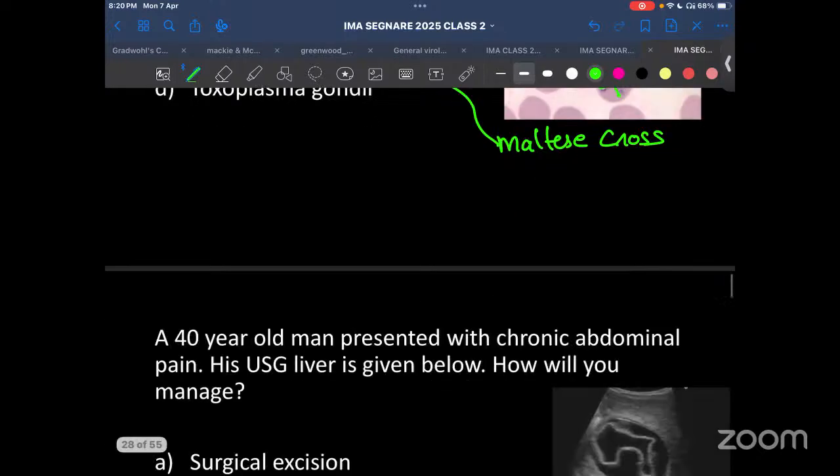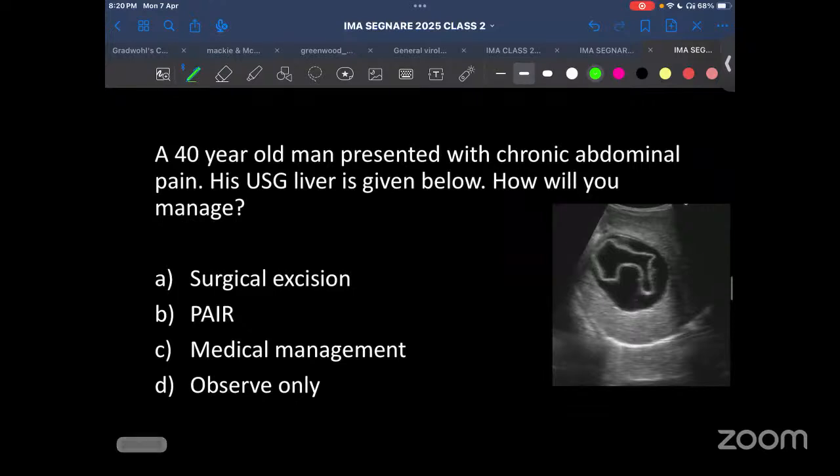Now we move on to our next question. A 40-year-old man presented with chronic abdominal pain. His USG liver is given below. How will you manage? So what is there in USG liver? What are you seeing here? See, this is a cystic lesion. A cystic lesion is there in the USG.